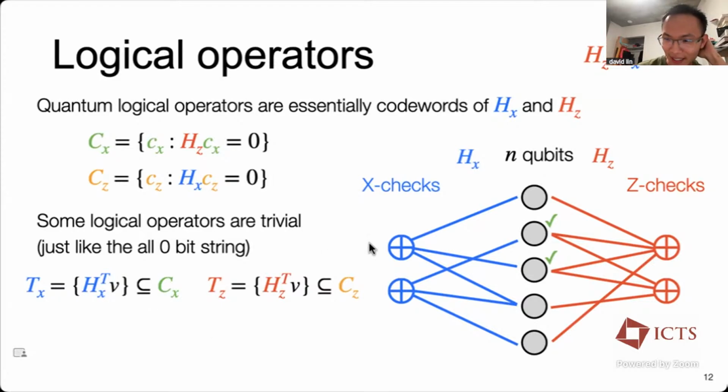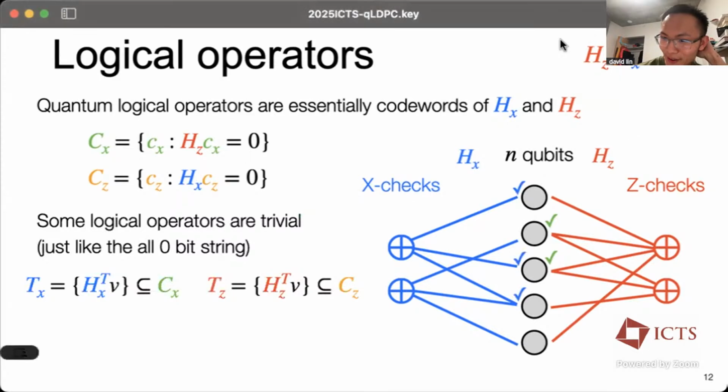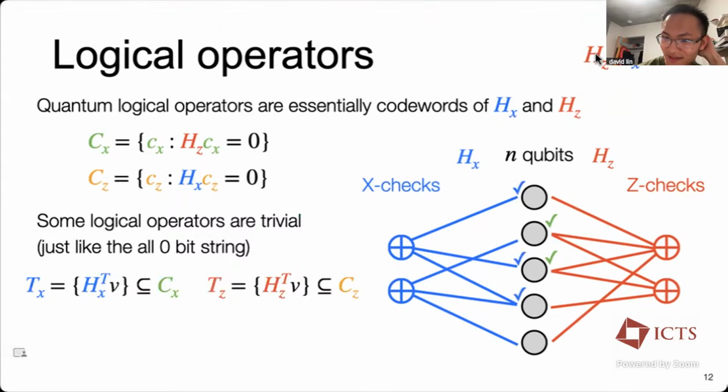So what do I mean by that? If you take an X check and look at the qubits that it acts on, it turns out it's always a logical operator. Why is that? It's because of the orthogonality condition. What that means is that this image of HX is always part of the CX. It's always part of the logical operators.